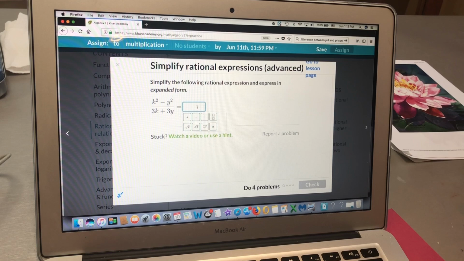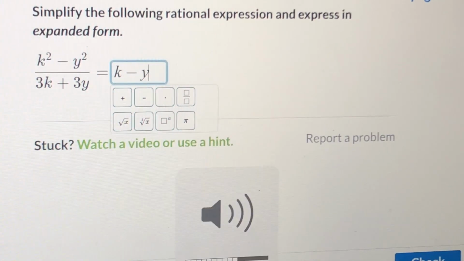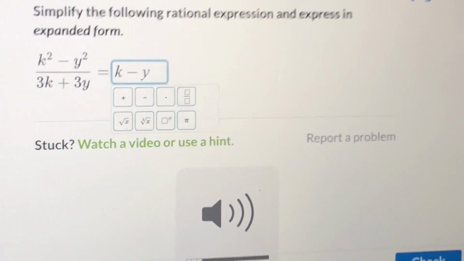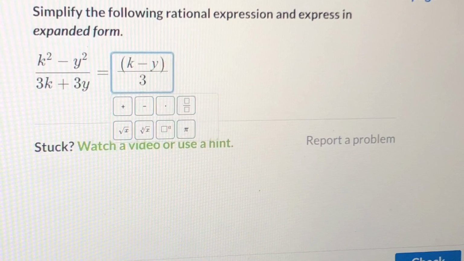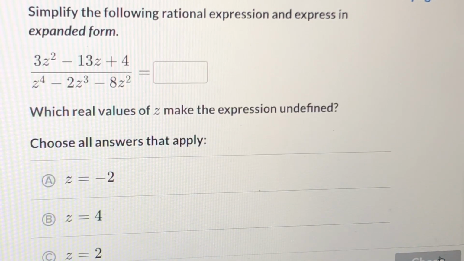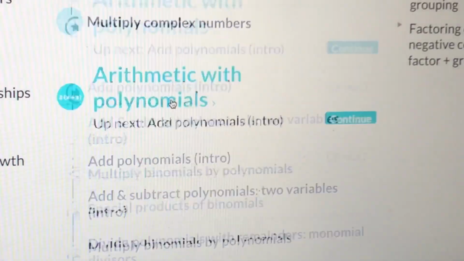This one is k minus 1. For example, k minus y. Let me put it a bit bigger. I will put the sound a little bit louder so that you can hear it. Okay, this over, you can put a parenthesis, over 3. Yes, we are right. And this one you need to factor both, and that takes some time. I will do it later. But anyway, that is a very effective way of learning.